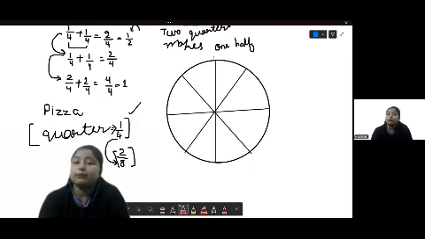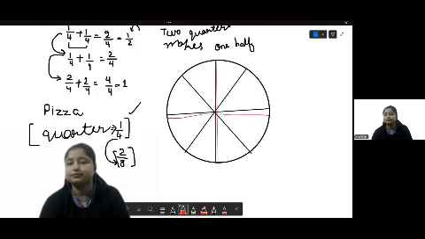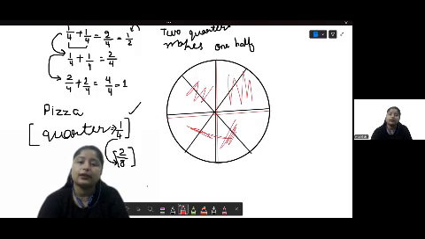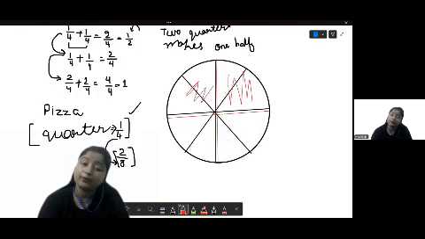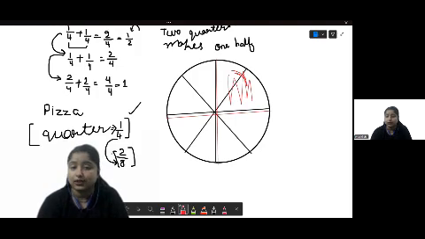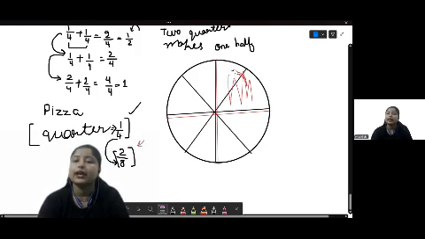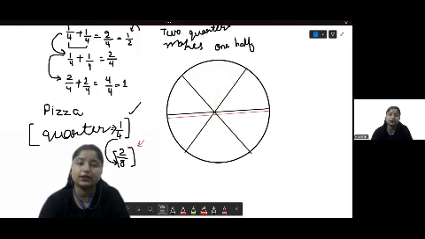Let's see. In a pizza where there are just 4 parts, it's like this, right? So now this much portion is 1/4, this much portion is 1/4, this much is 1/4, and this much portion is 1/4. But now if you look at a pizza where there are a total of 8 portions, you will see that 2 portions are coming in a quarter, isn't it? So that is why it's 2/8.